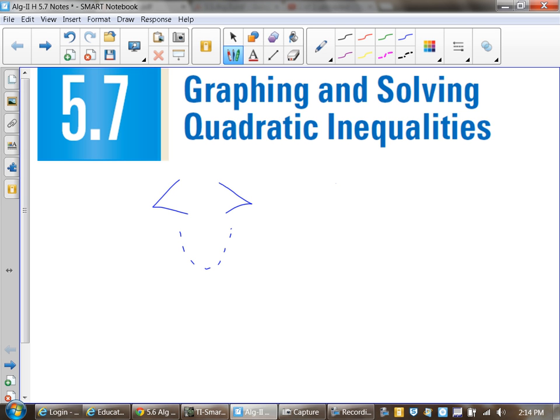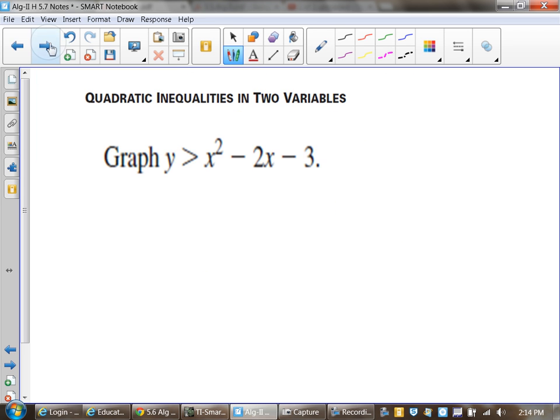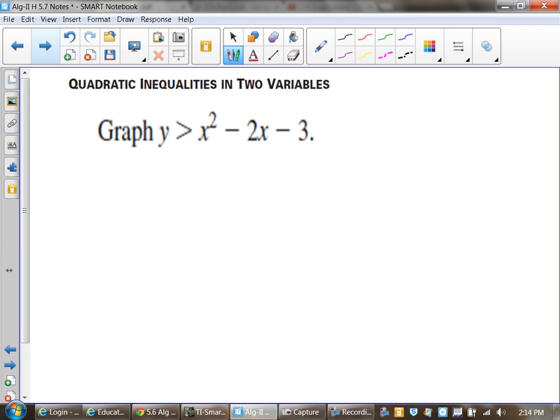If it's greater than or equal to or less than or equal to, it is going to be solid. We've done that before. That rule does not change. What's going to change a little bit now is how it looks. I've got 4 different types of problems we're going to be working with today.